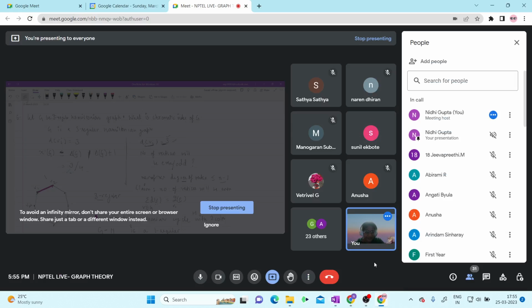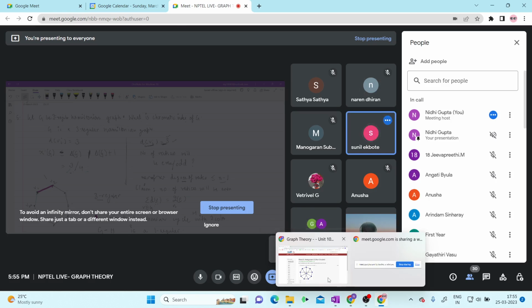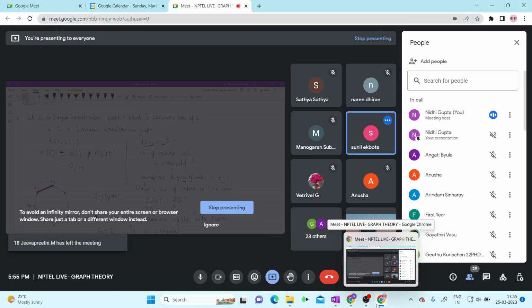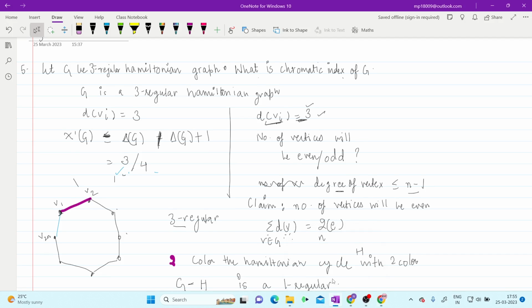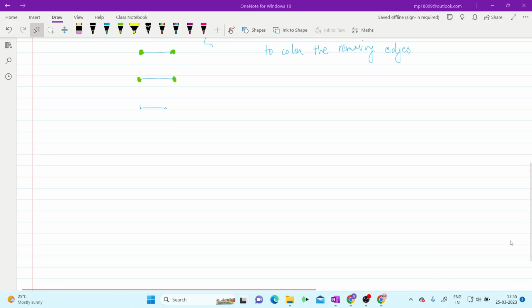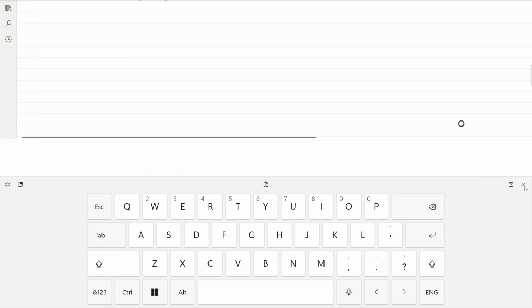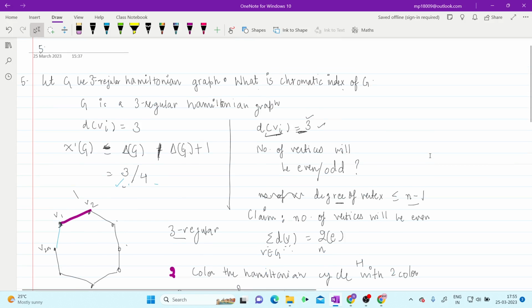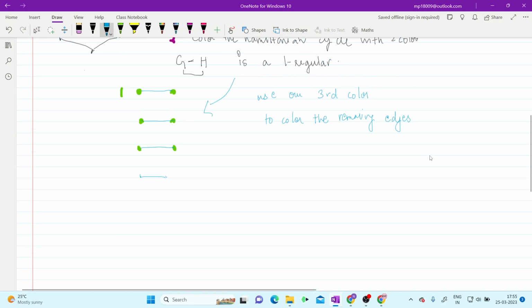Sorry, I didn't hear. Can we generalize this to a k-regular Hamiltonian graph? Okay, I don't think we can generalize it.